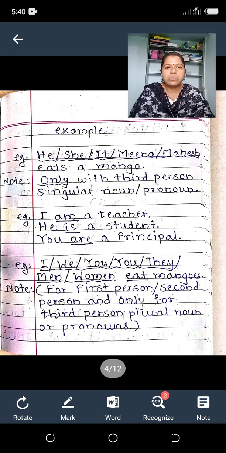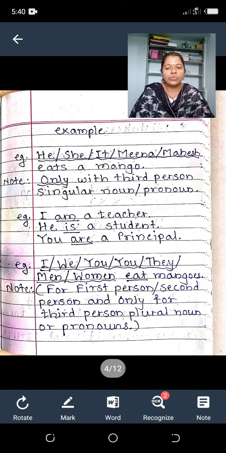Only with third person singular noun or pronoun you have to use s or es form of the main verb in simple present tense. See once again, he eats a mango, she eats a mango, the dog eats a mango, Meena eats a mango, or Mahesh eats a mango. This is what about main verb use in simple present tense.